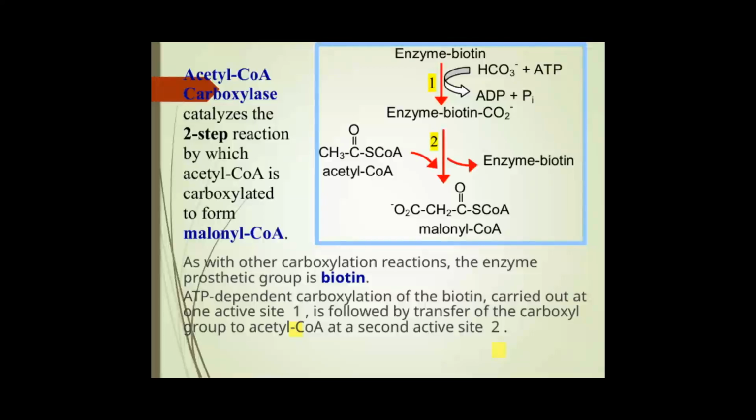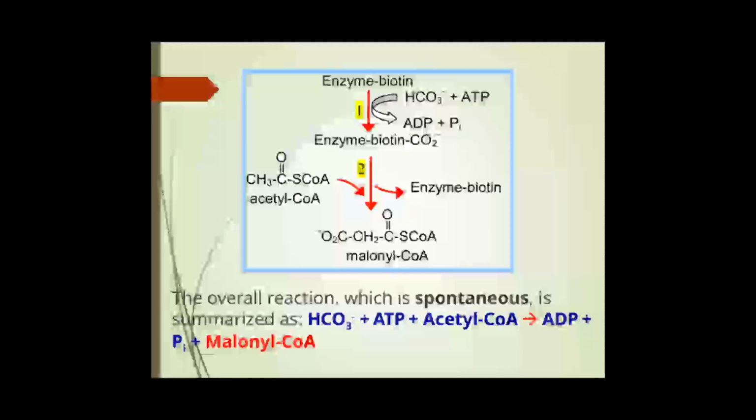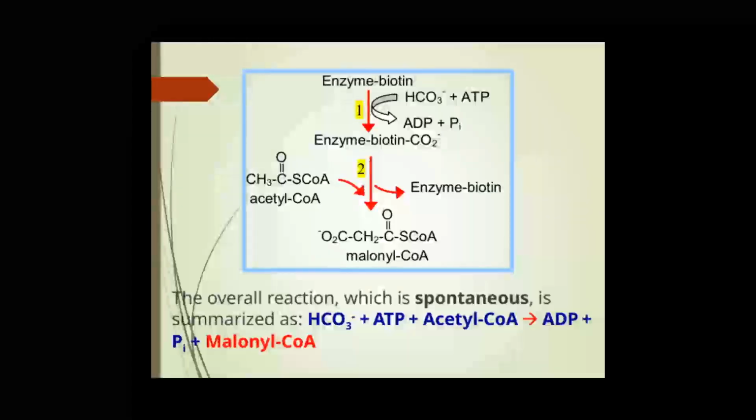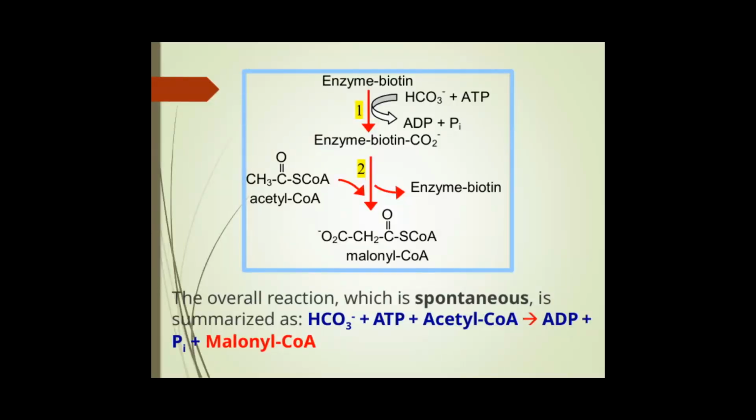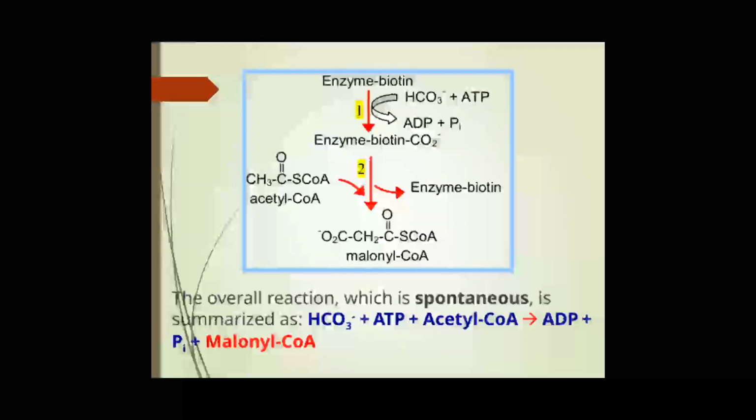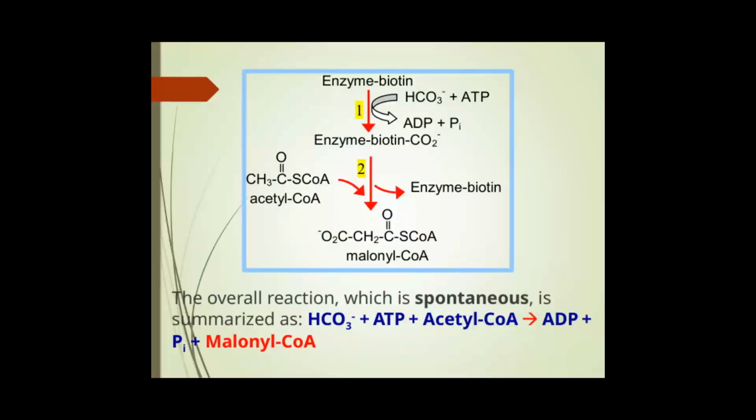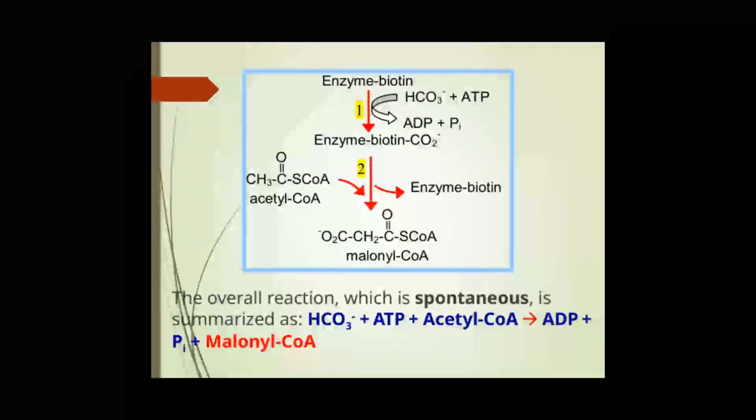The overall reaction we're looking at here is spontaneous, meaning it occurs naturally without needing additional energy input. And to summarize it simply, it involves bicarbonate, or HCO3, reacting with ATP and acetyl-CoA. This combination results in the formation of ADP, inorganic phosphate, Pi, and malonyl-CoA. What's really important to highlight is that this reaction is a key step in the process of fatty acid synthesis. It essentially sets the stage for the building blocks needed to create fatty acids.